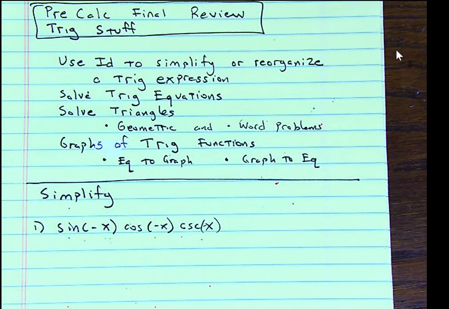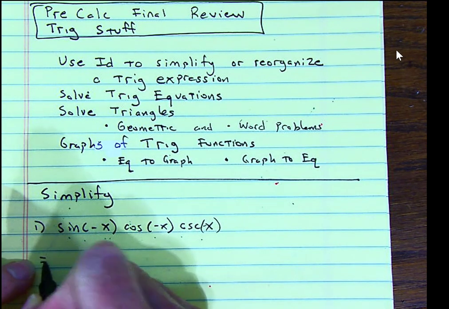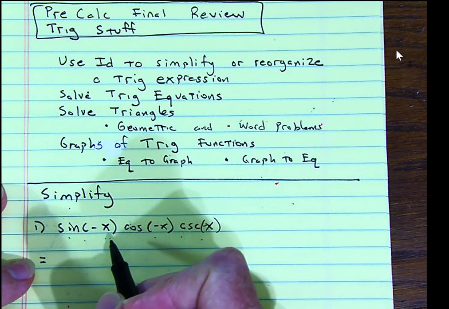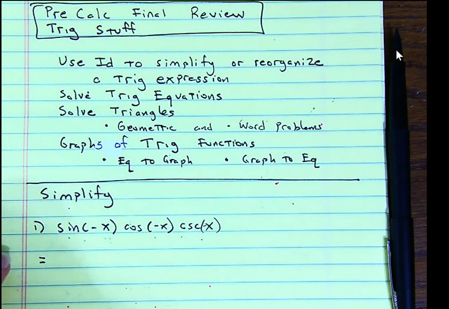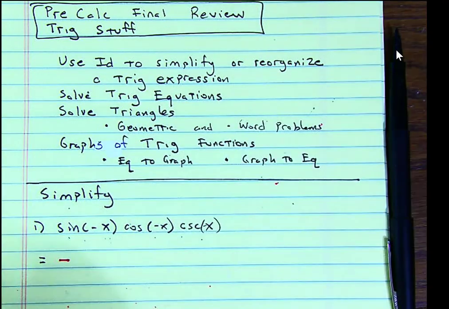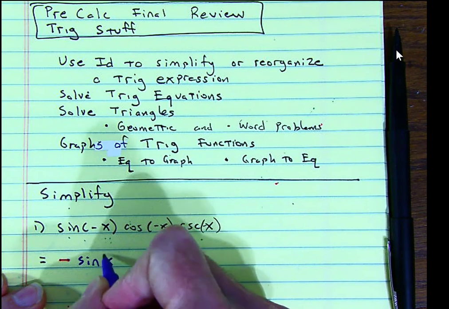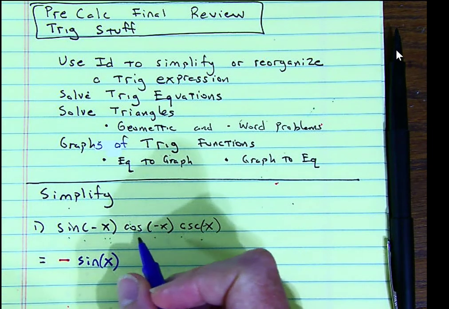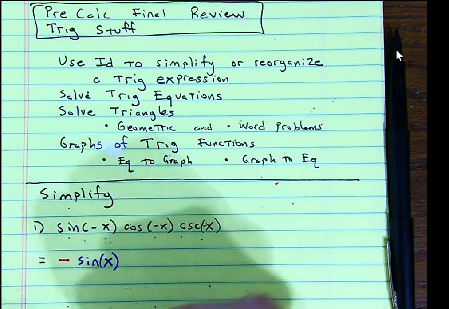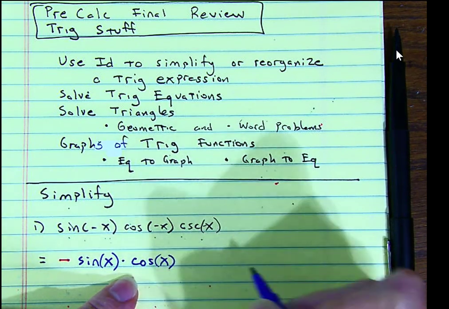Okay, so hopefully you did that. Let's simplify. Now, there's some identities here that I'm hoping you're remembering. Sine of a negative x turns out to equal negative sine x. So we're able to simplify that expression. Cosine of negative x turns out to be just cosine of x.